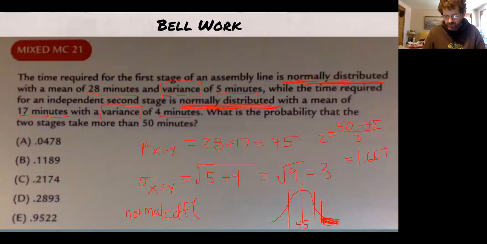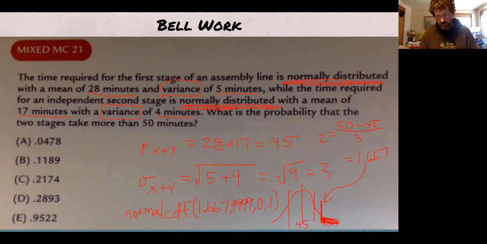All right, so now I know that that's going to be my lower bound, 1.667. The upper bound is going to be 9999. Of course, you're using the interface on this. You're not plugging it in with like commas. But of course, we're using a 0 and 1 as our normal, the standardized normal model. So that is what it should look like on your screen whenever you finish your normal CDF parameters plugged in. And it looks like it's going to be about 0.0478, just under 5% chance of it lasting more than 50 minutes.